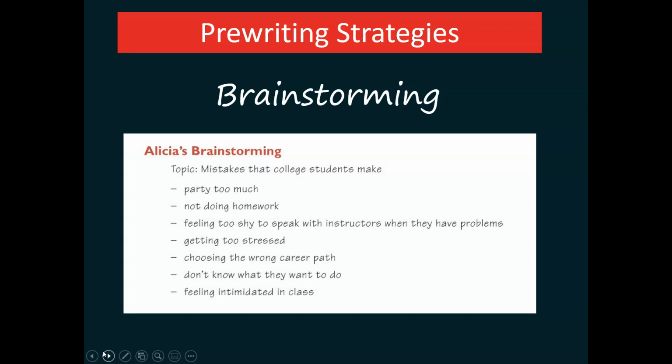The first one is called brainstorming. Brainstorming simply means making a list of all the ideas that we have. We don't judge the ideas. We don't try to organize them in any way. We simply write them down.